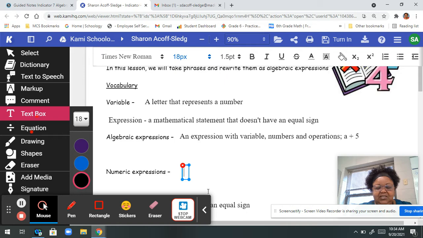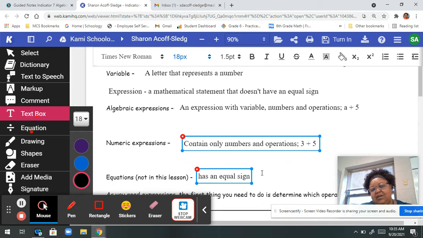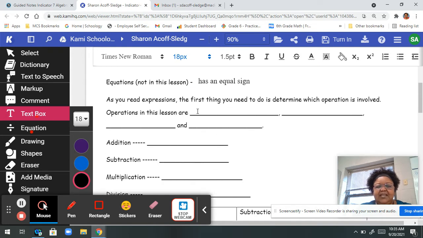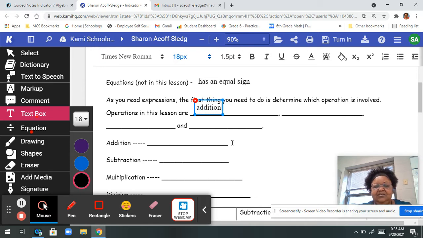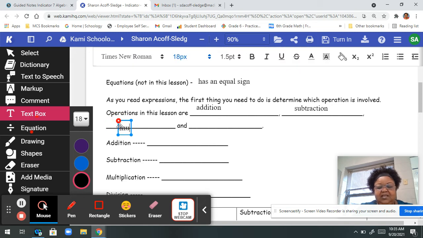Numeric expressions contain only numbers and operations. That's what numeric means. So for an example, we would have 3 plus 5. So we have our two numbers, our 3 and our 5, and then our operation of addition. Now the operations we're going to use in this particular lesson are addition, subtraction, of course, multiplication and division.